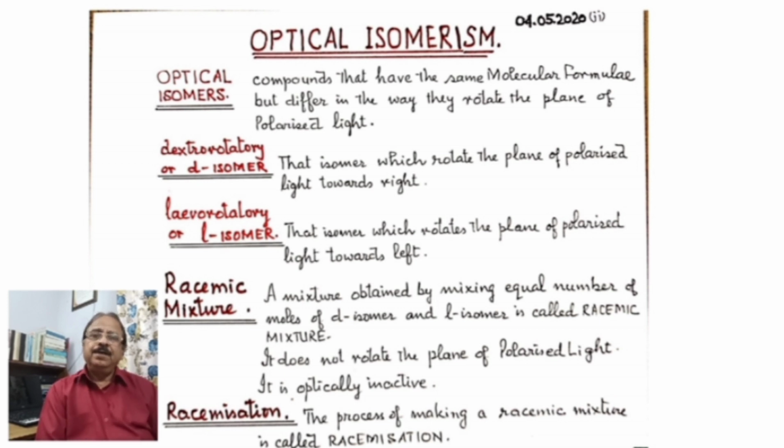So have you understood? Different compounds can be divided into two categories: optically inactive compounds and optically active compounds. Optically active compounds further have two isomers, one dextrorotatory and one levorotatory. The isomer which rotates the plane of polarized light towards right is known as dextrorotatory, and the isomer which rotates the plane of polarized light towards left is known as the levo isomer. Clear? So an optically active compound exists in two isomers.